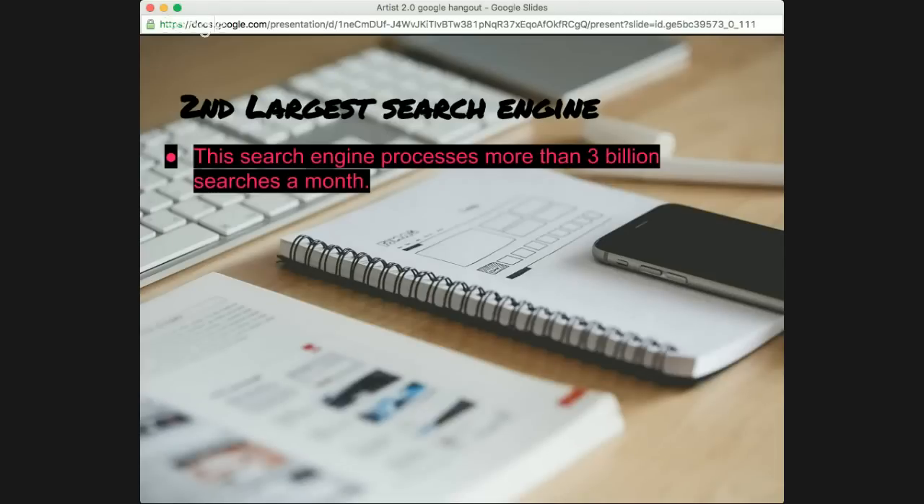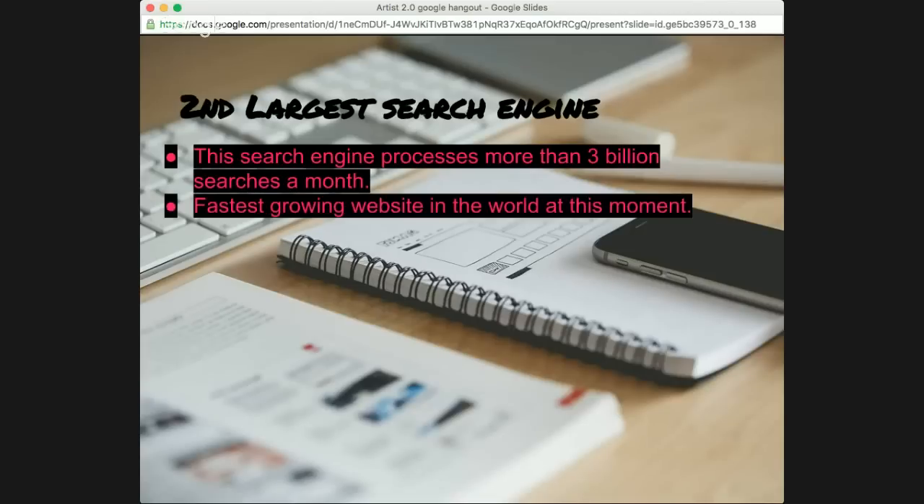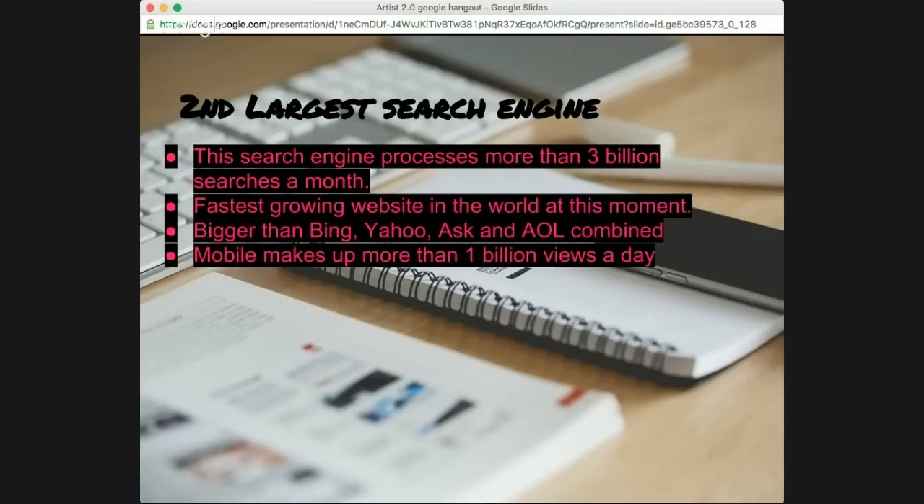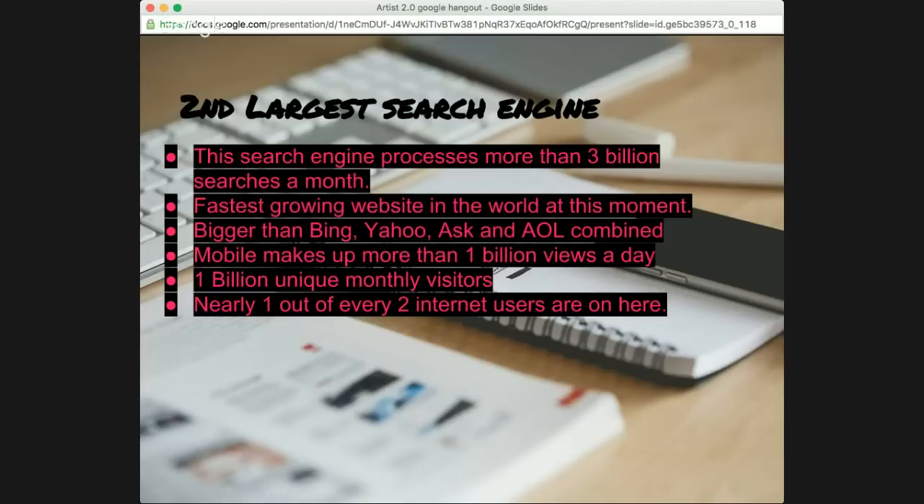This isn't Google, guys. Pretty darn close. But this search engine processes more than 3 billion searches a month. It's the fastest growing website in the world at this moment. It's bigger than Bing, Yahoo, Ask, and AOL combined. Mobile makes up more than 1 billion views a day on this, with 1 billion unique monthly visitors. And nearly 1 out of 2 internet users are on this search engine.